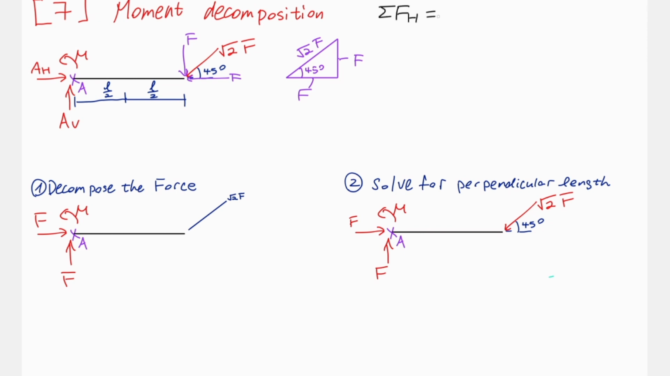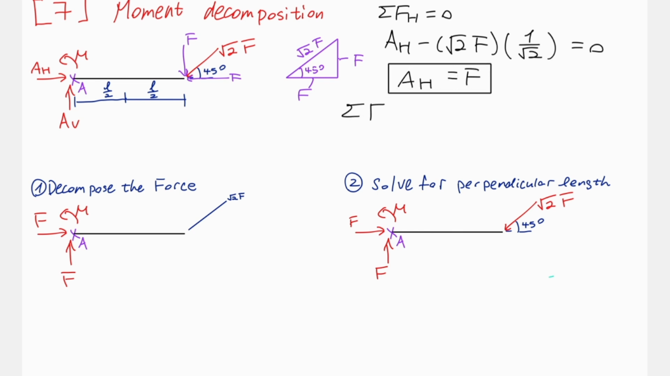With this, I can take my sum of horizontal forces as 0, right? I get AH minus square root of 2 F times 1 over root 2, which is just this decomposition, so that would be just this term, is 0. AH is equal to F, okay? Which is exactly what you expect. Now, doing the same thing with the vertical forces. Sum of forces vertically is 0. Take upwards as positive. Here we took the right side as positive. So AV minus square root of 2 F times 1 over square root of 2 is 0. Then we get AV is equal to F.